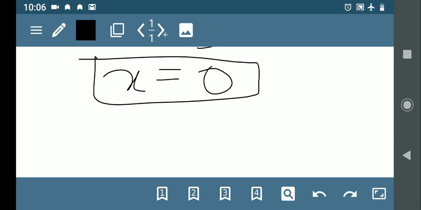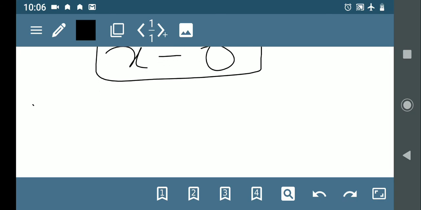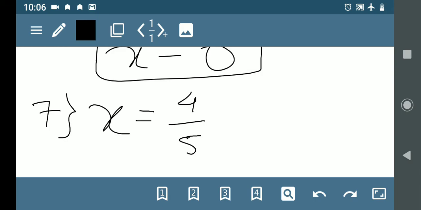So next, seventh question. x is equal to 4 by 5 x plus 10.